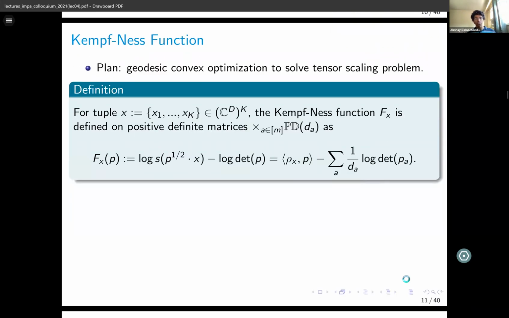Right. So what is the convex formulation? Is this Kempf-Ness function? This is a really general theory from algebraic geometry that allows you to study orbits and like many important properties of orbits. So it's a function on not all matrices, but just positive definite matrices. I'll talk about why we can restrict to these, but the function is defined on P. So P equals P1 to PM as the size of the scaling, right?